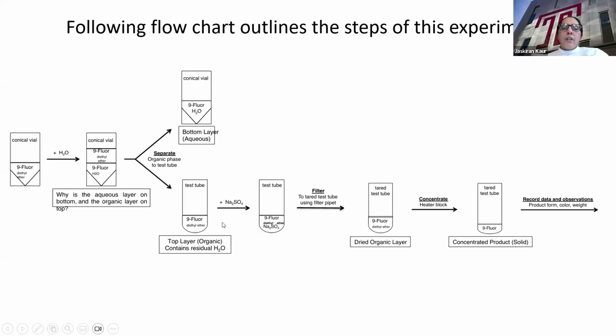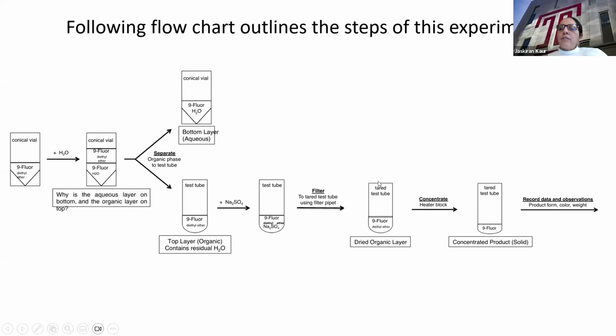To get rid of that water, you're going to add some sodium sulfate. Sodium sulfate binds to water molecules, and the water in this test tube will bind to the sodium sulfate, which will stick as a rock or clumped-up solid at the bottom of the test tube. Again, your TAs will explain it more to you. You're going to separate this liquid ether from the solid sodium sulfate by using a filter pipette into a new clean test tube.